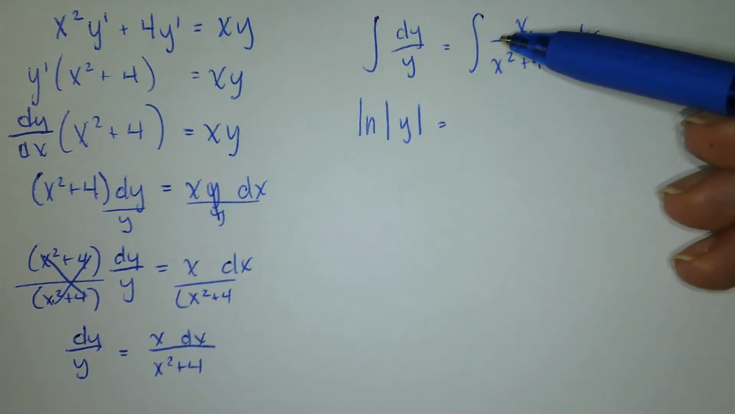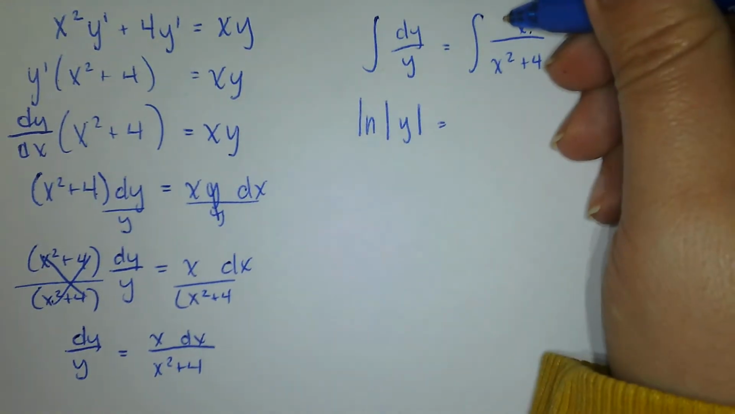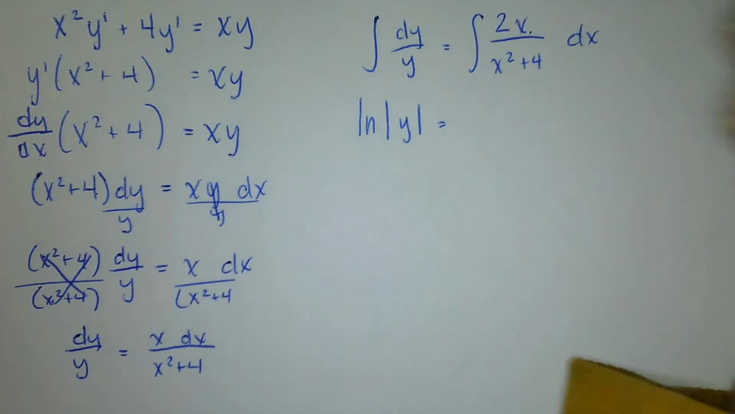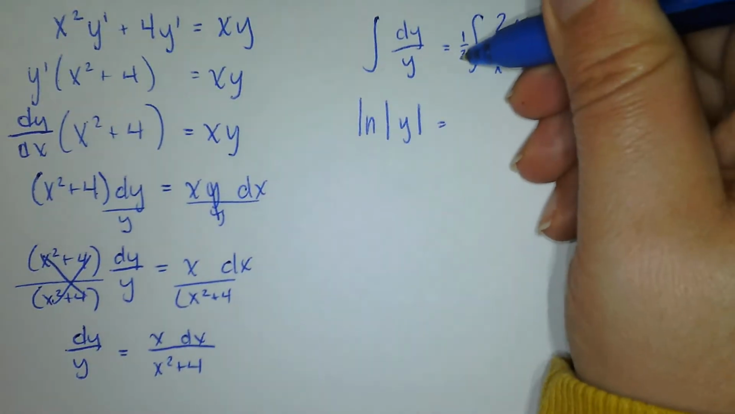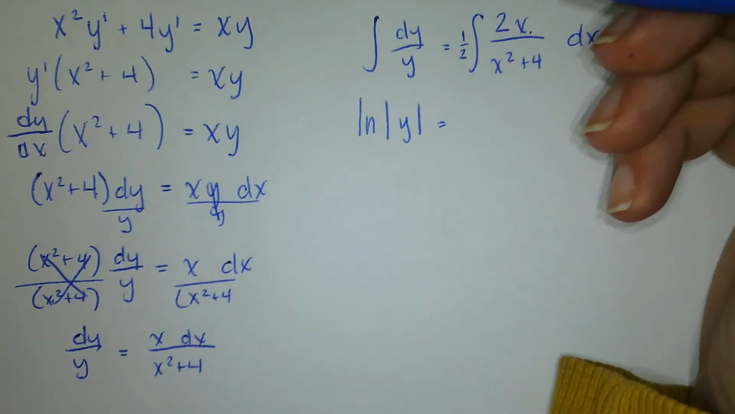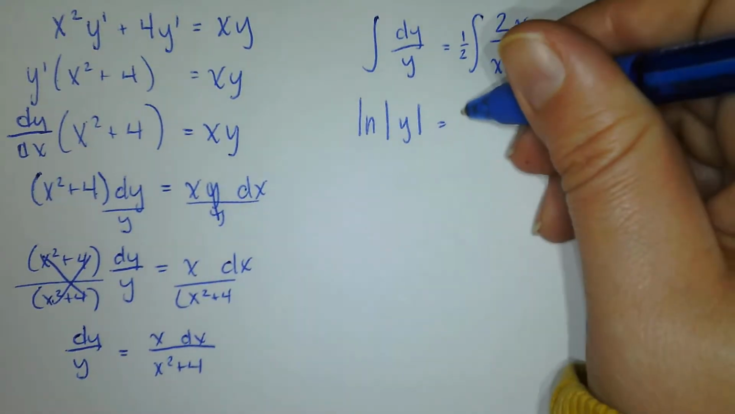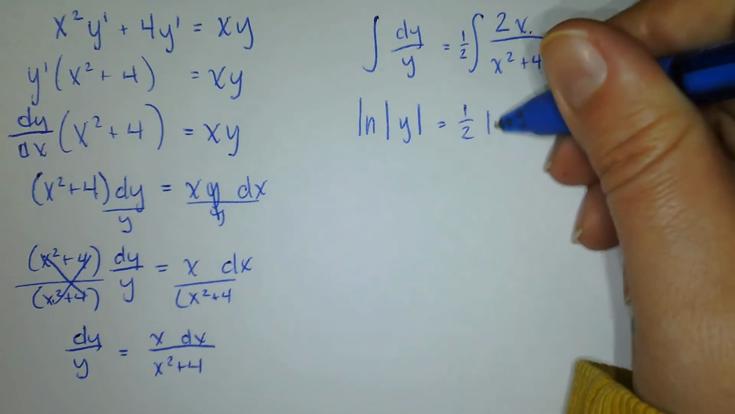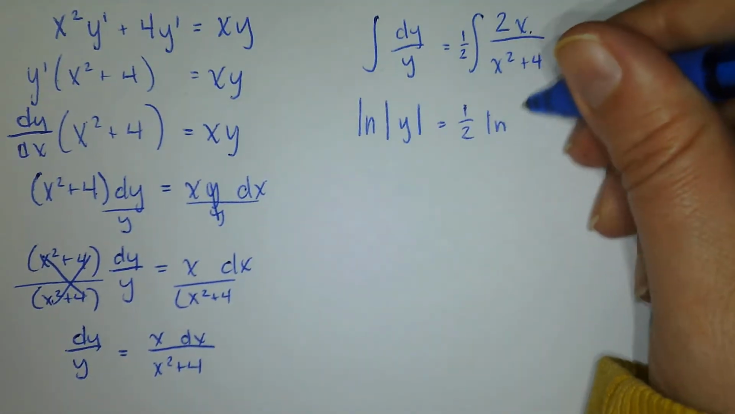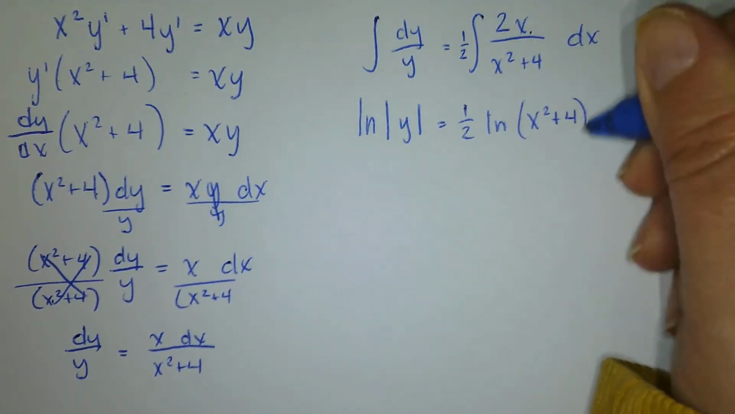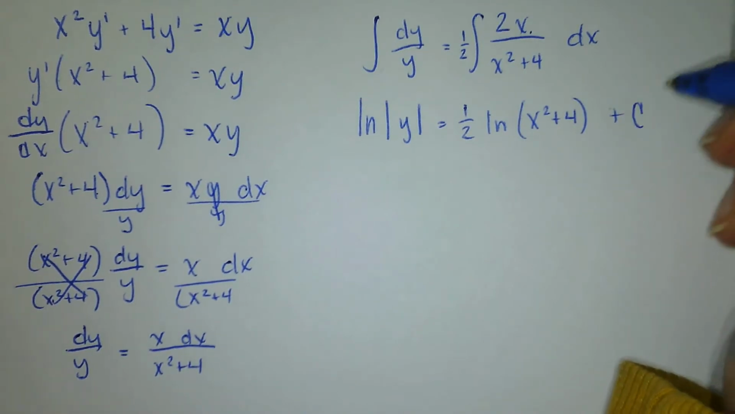All right, over here, x over x squared plus 4, remember, the derivative of x squared plus 4 would be 2x. So if we put a 2 here, to make that work, we need to put a 1/2 out here, if you remember. So this is going to be 1/2 ln of x squared plus 4 plus c.